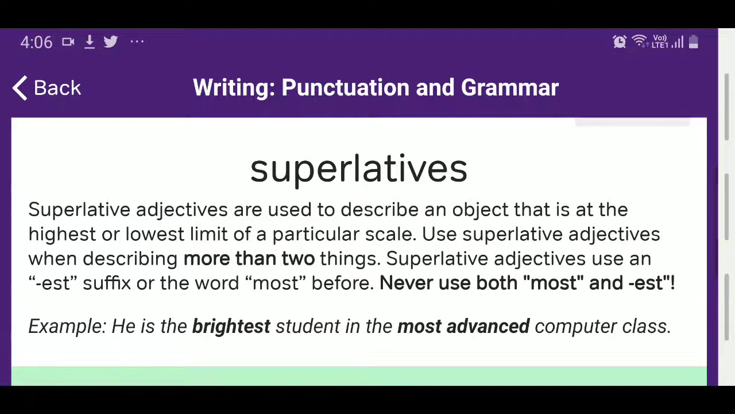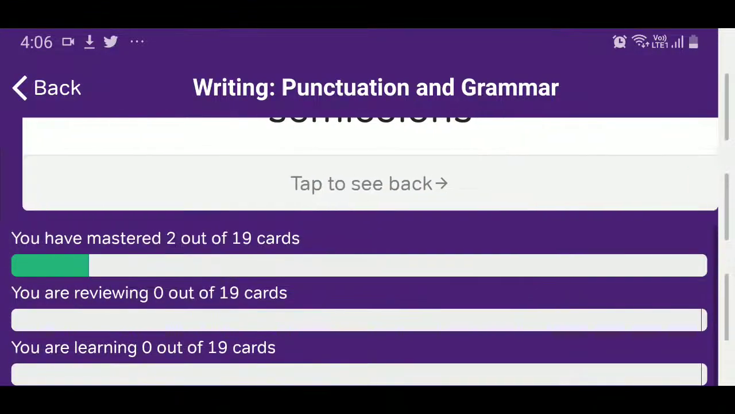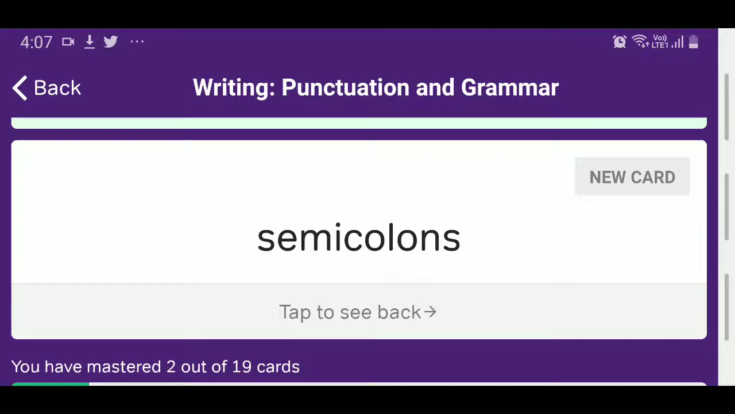Superlative adjectives are used to describe an object that is at the highest or lowest limit of a particular scale. Use superlative adjectives when describing more than two things. Superlative adjectives use an est suffix or most before the word. Never use both most and est, as it says. So fine, I understood what a superlative is. He is the brightest student in the most advanced computer class. All right, so I understand that. So I know this and I can move on. If I say I don't know, this thing would repeat.